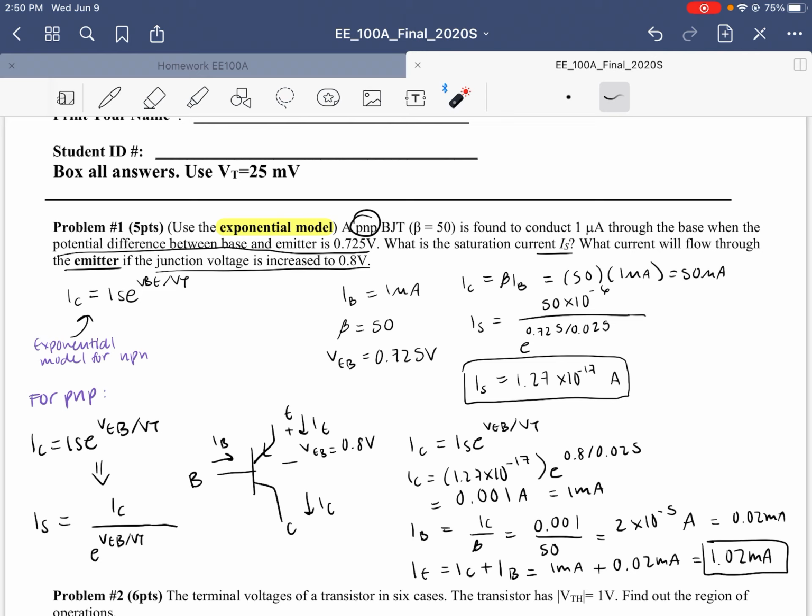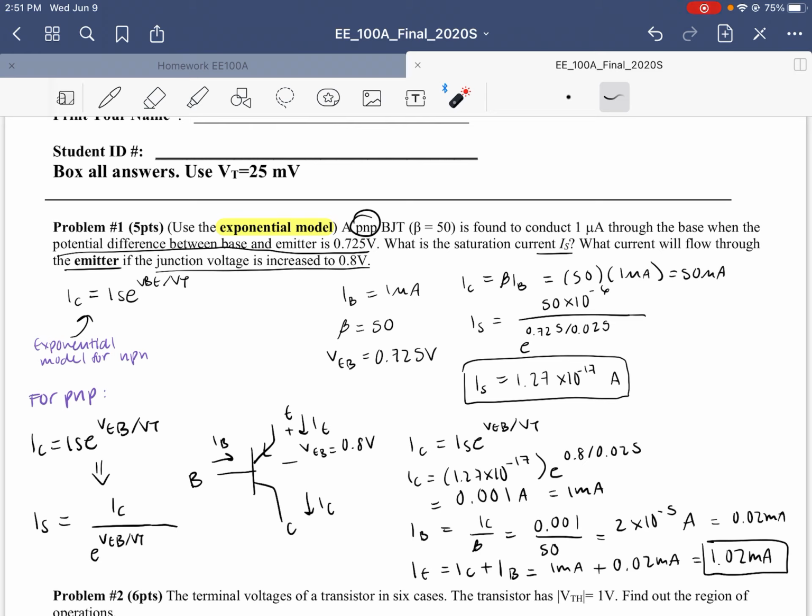And next, the problem asks, what current will flow through the emitter if the junction voltage is increased to 0.8 volts? So now we have VEB equal to 0.8 volts. We can use the same equation to solve for the different currents and then solve for IE by adding them.